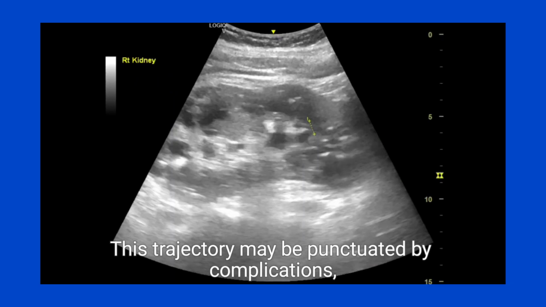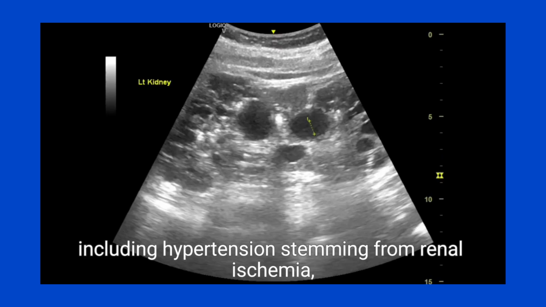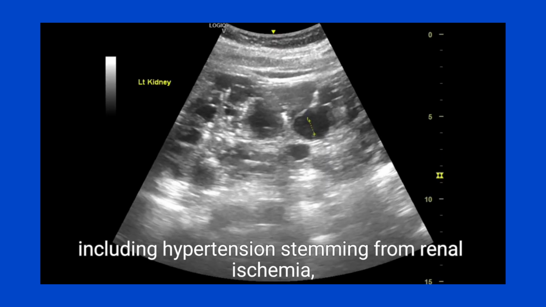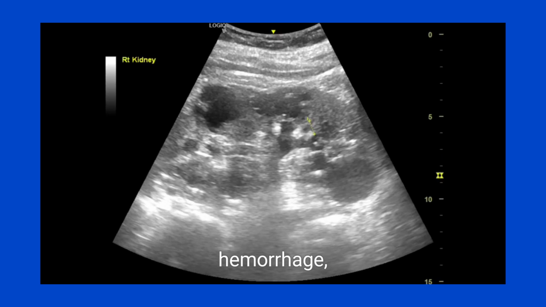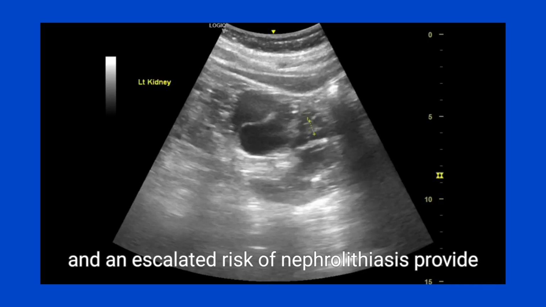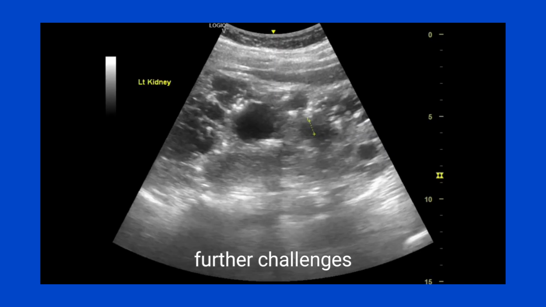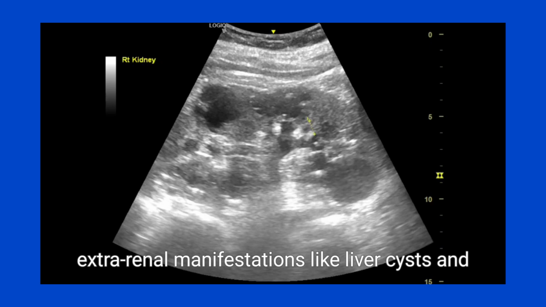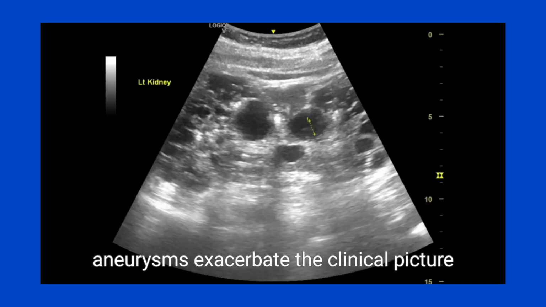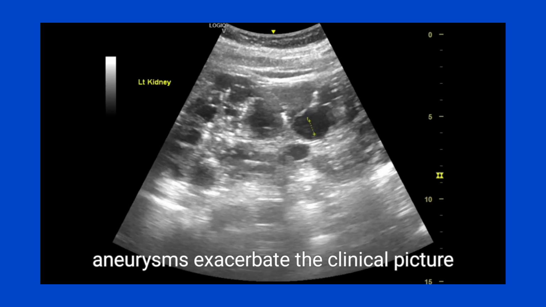This trajectory may be punctuated by complications, including hypertension stemming from renal ischemia, while renal cyst infection, hemorrhage, and an escalated risk of nephrolithiasis provide further challenges. Beyond the kidneys, extra-renal manifestations like liver cysts and aneurysms exacerbate the clinical picture.